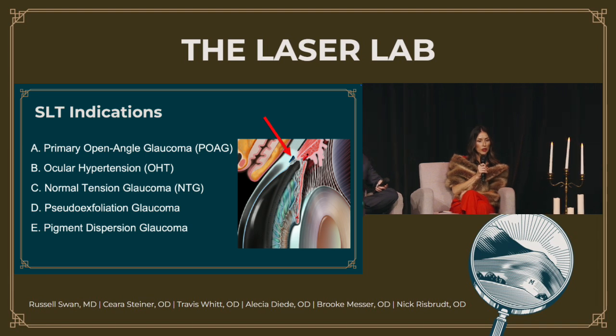Not many that I'd be hesitant to use it in. I would say normal tension glaucoma is probably going to get a little bit harder to see a good response out of. If they have a history of inflammation or anything like that, then I'd be nervous about that. And obviously, if they don't have open angles, then you can't see the trabecular meshwork. But not very many scenarios where I would be nervous or recommend against it.